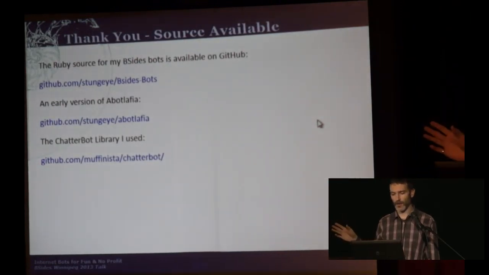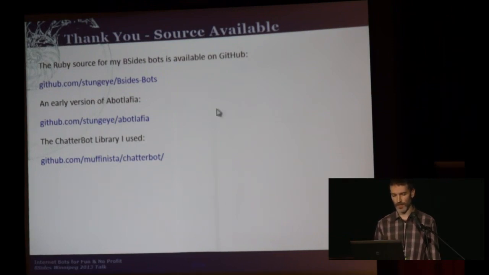So if you want any of the code, it's all up online. The bots that I wrote are all up on my GitHub account. You can go to github/Stungai. The repository is BSides Bots. An early version of Abulafia is also up. The full version of Abulafia I haven't fully polished yet and released to my GitHub account, but you can see an early working version of him there. And also the Chatterbot library itself is up on GitHub.